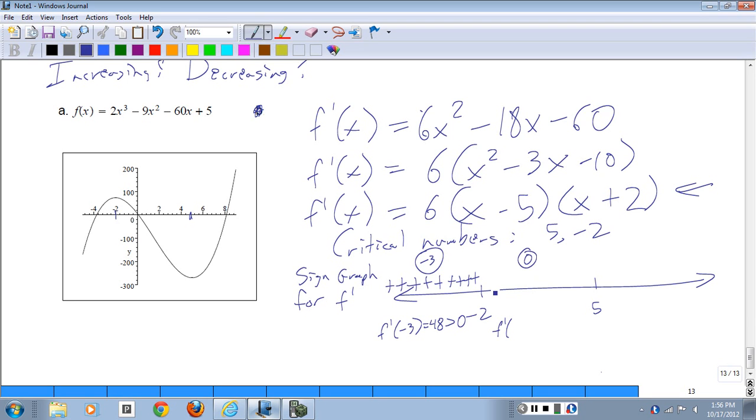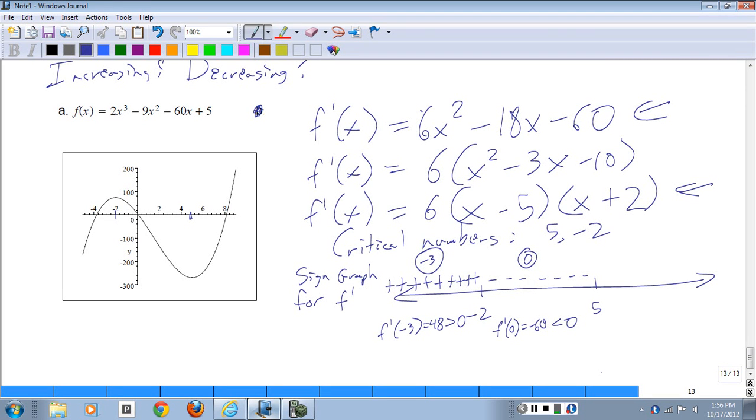0 is nice when it works. So test 0. Honestly, we could use this form, it's a little bit easier. 6 times 0 squared minus 18 times 0. 0 kills the first two terms, and we just get -60. So f prime of 0 equals -60. That's negative. So it's negative at 0, and it's negative everywhere else in that interval because it's not allowed to change sign except at a critical number.